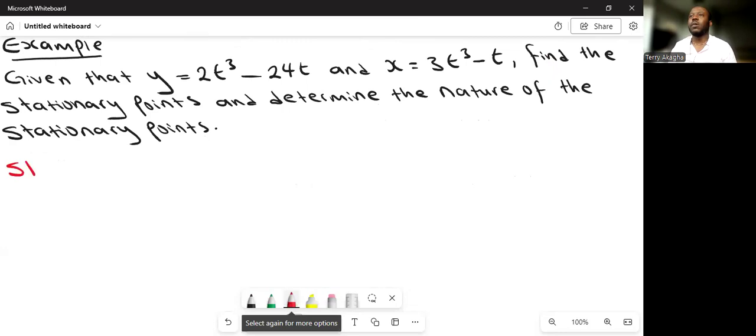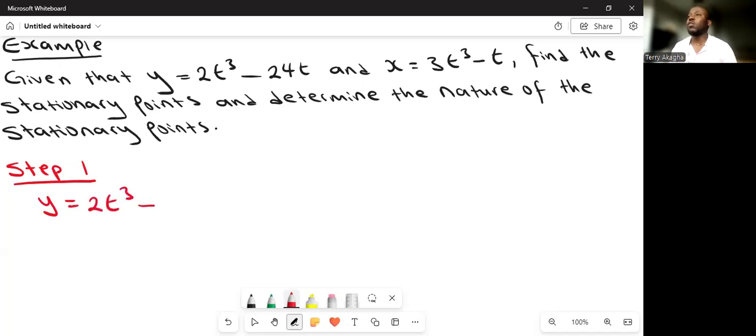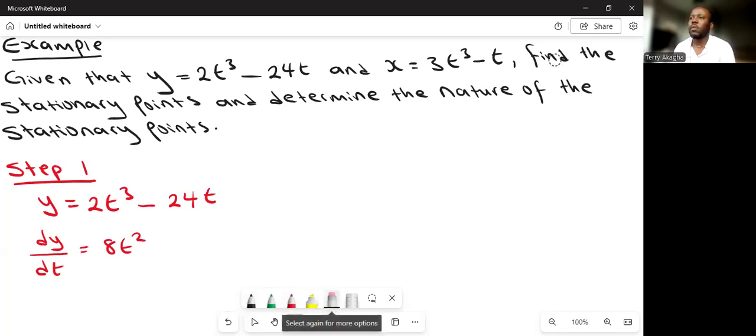All right, step 1. Okay, I told you that we need to first find dy over dt. Okay, so we have to differentiate y with respect to t. So we have here y is equal to 2t cubed minus 24t. All right. So dy over dt is going to be very easy here. When you differentiate this, oh, sorry. 2 times 3 is 6. So it's going to give us 6t squared minus 24. Now, we're going to do step 2.